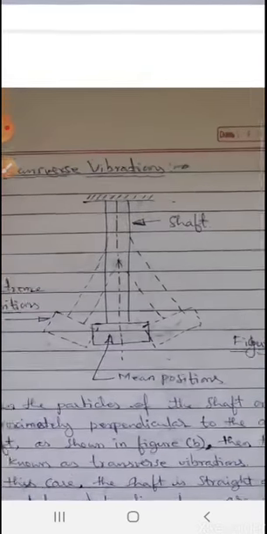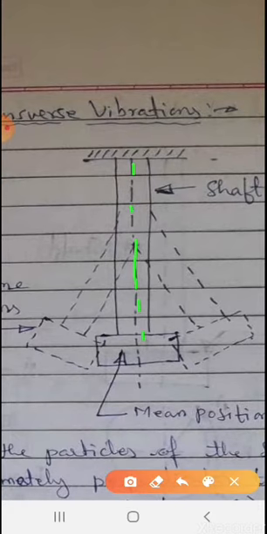And let us discuss transverse vibration. So this is the transverse vibration: when the different particles of the shaft or disc move approximately perpendicular to the axis of the shaft. So this is the axis of the shaft, and the motion is perpendicular to it, then the vibration is known as a transverse vibration. In this case the shaft has to be bent, and bending stresses are induced in the shaft.